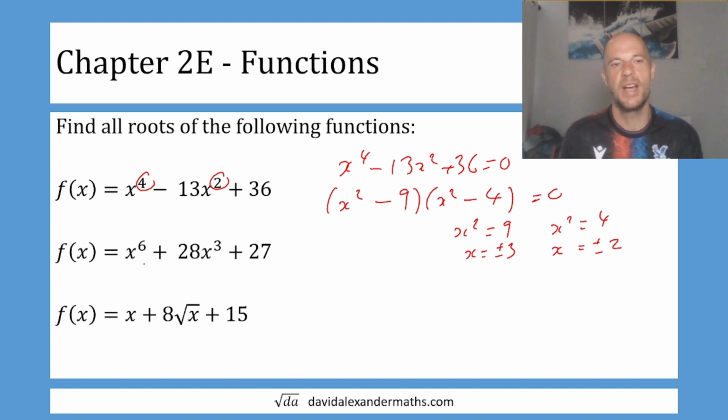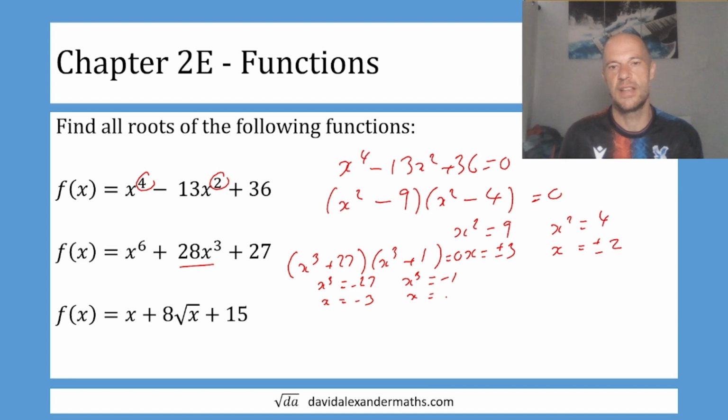So here's another example. X to the 6 plus 28x cubed plus 27, another disguised quadratic, so that's x cubed and an x cubed. That will give me the x to the 6 and will also give me a certain number of x cubeds. Factors of 27, 27 and 1, so x cubed plus 27 times x cubed plus 1 equals 0, in which case x cubed is negative 27 and x cubed is negative 1, meaning that x is minus 3 and x is minus 1. Only two roots there.